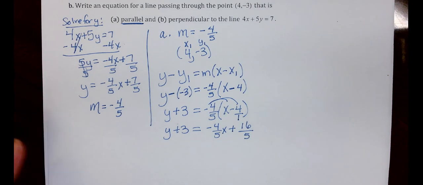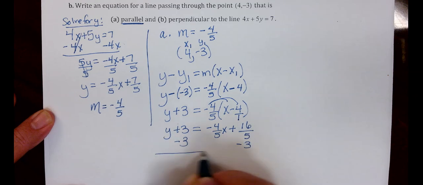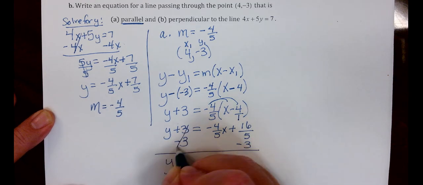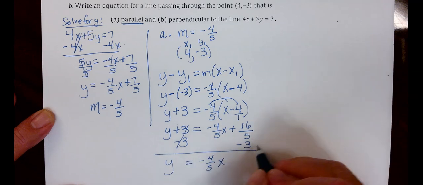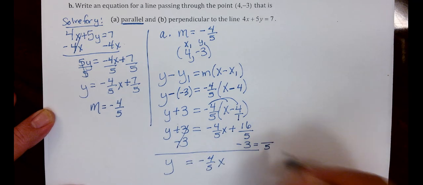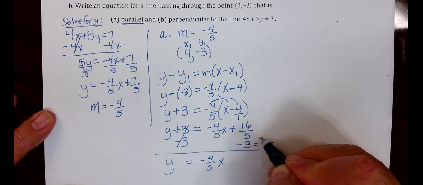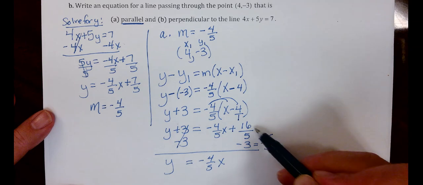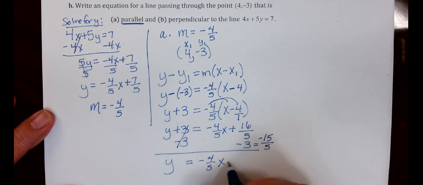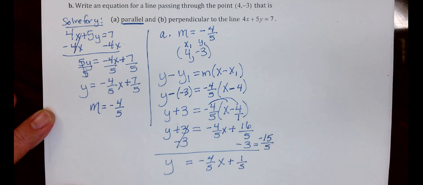Now we're going to subtract 3. So I get y equals -4/5 x. And I'm trying to get a denominator of 5, so my numerator would be -15. And I have 16 minus 15, so this is going to be 1 with a common denominator of 5.